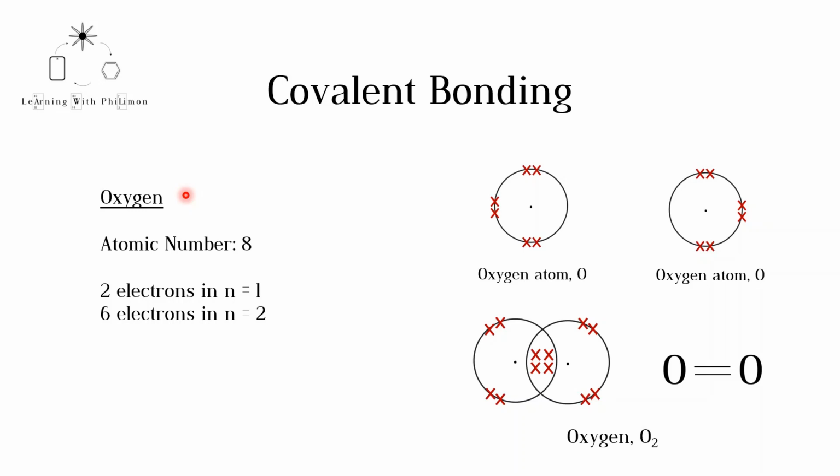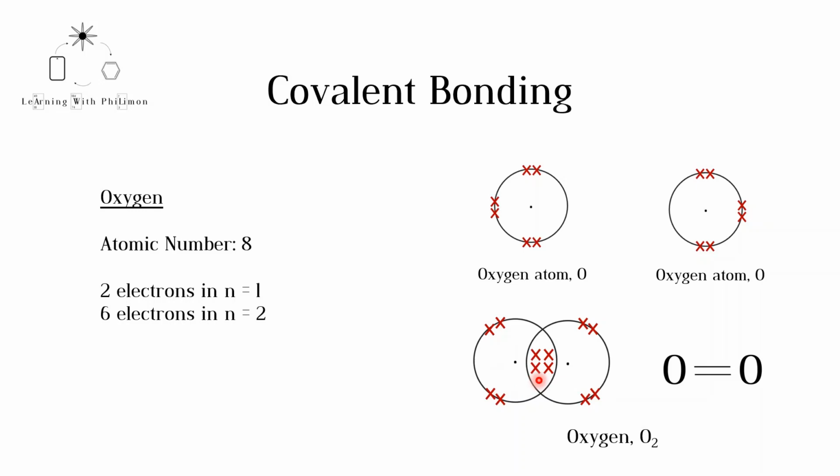This is the case for an oxygen molecule. Oxygen has an atomic number of 8. 2 electrons are in the first energy level, and 6 electrons are in the second energy level. Oxygen requires 2 more electrons to fill the second energy level. As can be seen in the diagram, oxygen can obtain those 2 electrons by sharing with another oxygen atom. 2 pairs of electrons, 4 electrons, are shared. Each oxygen has 4 electrons that are not shared, and 4 electrons that are shared, a total of 8.